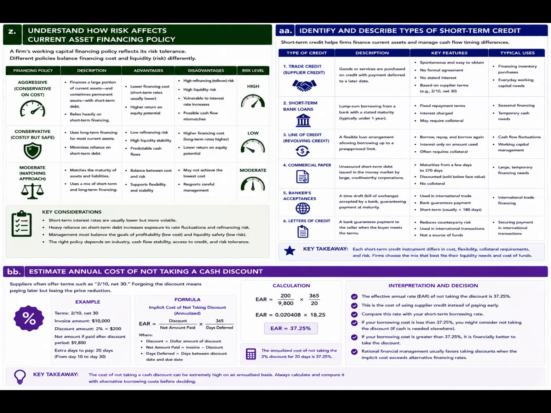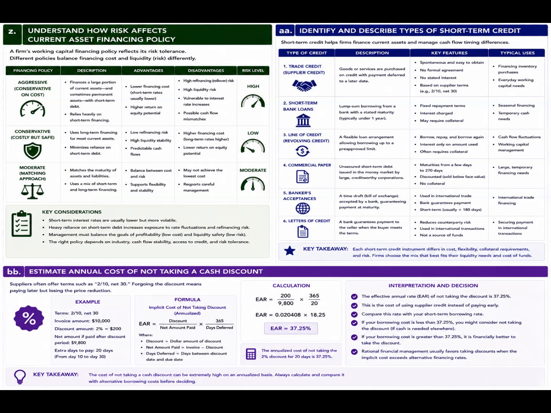A conservative policy relies more on long-term financing. This reduces rollover risk and improves liquidity stability but typically increases financing cost. A moderate, matching approach balances risk and return. It aligns asset maturity with financing maturity.